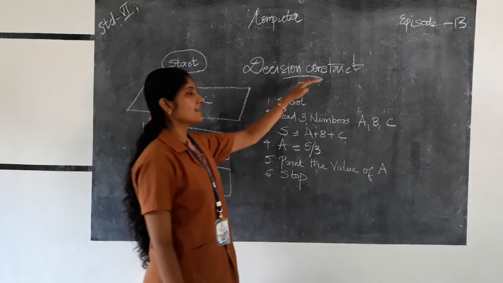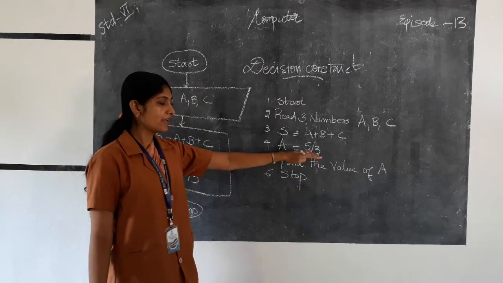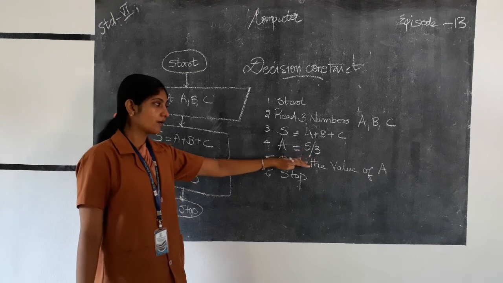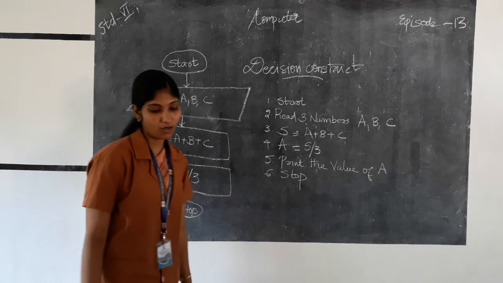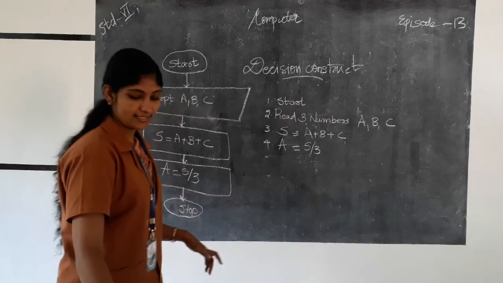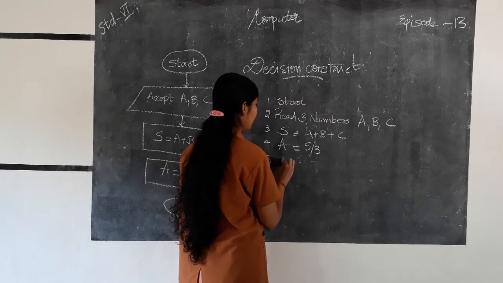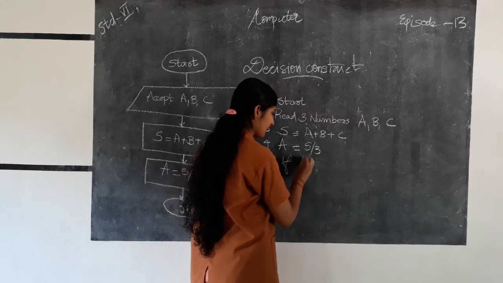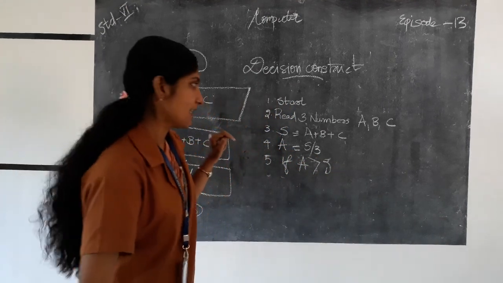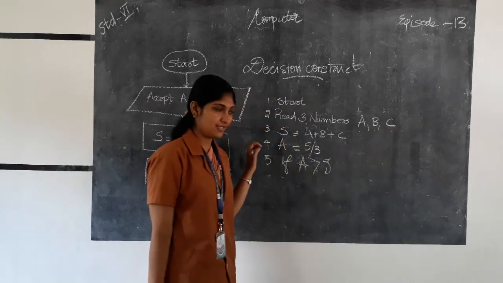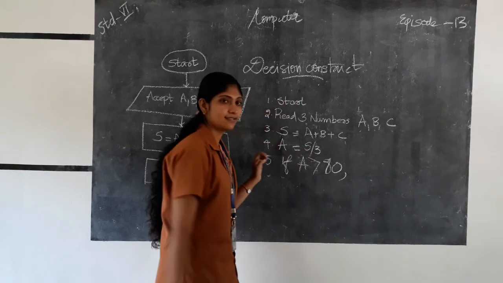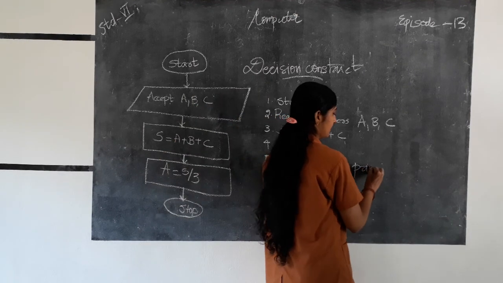Now the decision construct means if, let's take, if the average is greater than 80, print good, otherwise it is bad or work hard. So here we can add another step, that is step number 5. If the average A is greater than 80. For example, let's take the marks of three subjects A, B, C. So if the average of the three subjects is greater than 80, then print good.